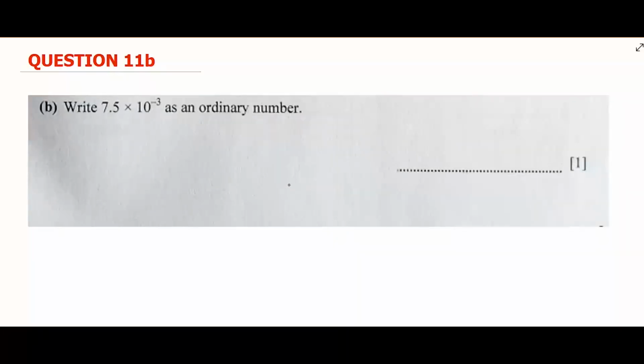11b, you are asked to write 7.5 times 10 to the power of -3 as an ordinary number. So if you look at this number here, 7.5 times 10 to the power of -3, 7.5 is a standard form number. If you have times 10 to the power of -3, that means you have to count our decimal number backward 3 times to have the ordinary form of the number.